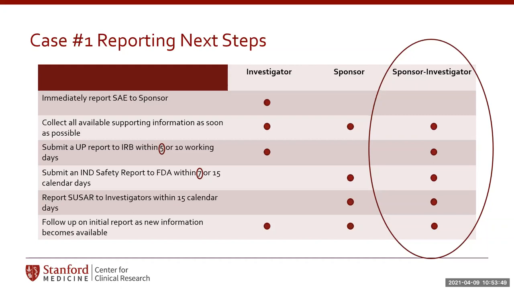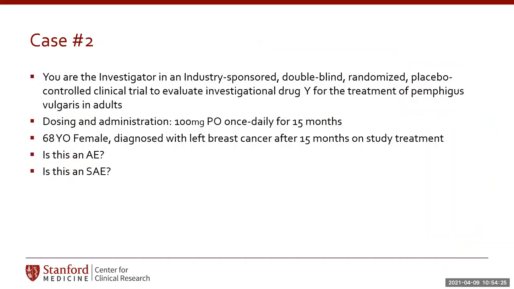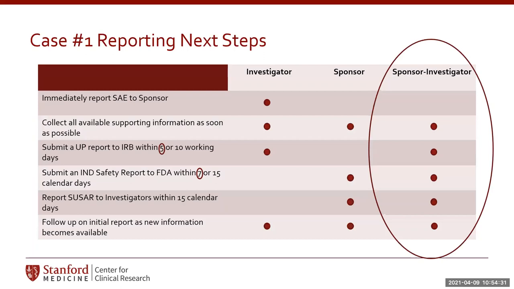but as you can see here, our tasks are to collect all supporting information and submit a UP report to the IRB. Again, Stanford's SOP is that you would do this within 5 days and to the IND, the FDA, within 7 days. And then the SUSAR would go out to investigators within 15 calendar days. And obviously, as initial or additional data becomes available, you're going to be submitting this. And I think all of the coordinators, you've all seen, we get these emails with follow-ups on AEs as additional information becomes available. Okay.